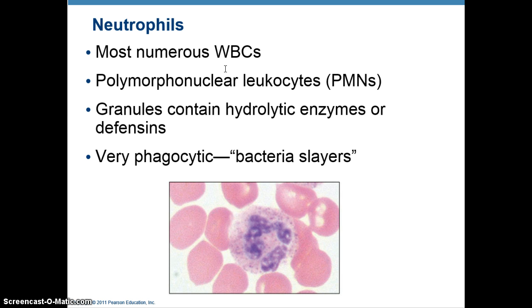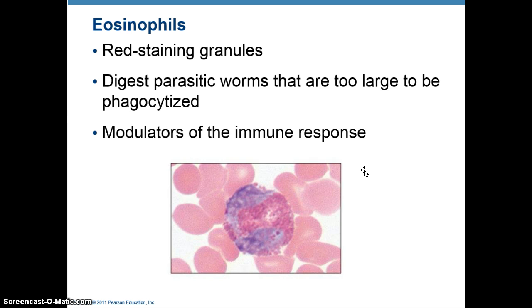The important thing to know about them is that their granules contain hydrolytic enzymes called defensins that allow them to kill bacteria. So neutrophils kill, engulf, and phagocytize bacteria. That is their primary job.